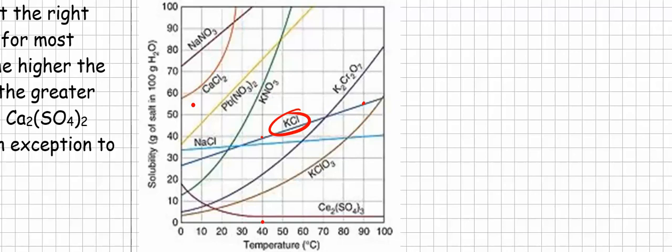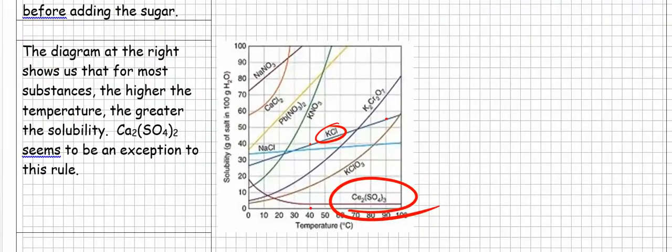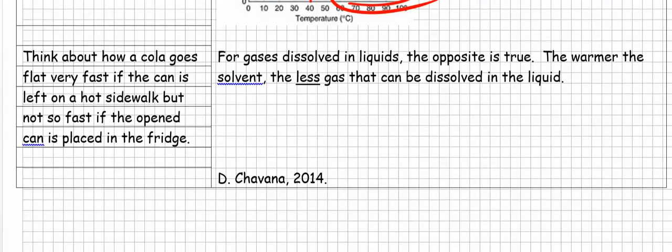Now, there are some exceptions. This one right here is an exception to the rule. So we'll keep that in mind. The general rule is that as temperature increases, solubility increases, but there are some exceptions to that rule, okay? So I hope that makes sense. All right, let me reduce this again, and we're going to move on.